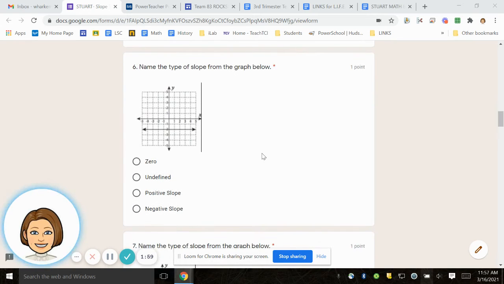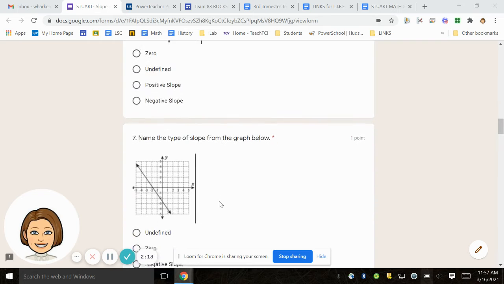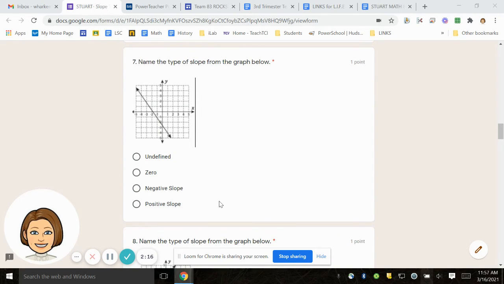Number 6, name the type of slope from the graph below. It is this horizontal line right here. 0, undefined, positive slope, or negative slope. Number 7, name the type of slope from the graph below. It's this one going downhill. Is it undefined, 0, negative slope, positive slope?